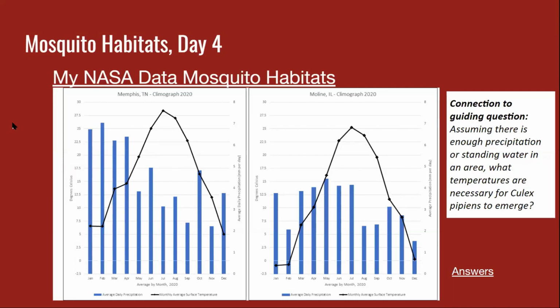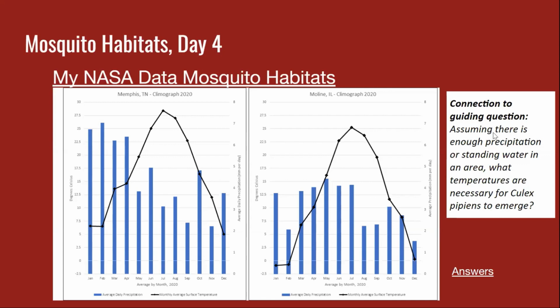And we can link out to it if people would like to. But what we have here are 2 climagraphs, one for Memphis, Tennessee, and one for Moline, Illinois. Now they are at the same longitude, and Moline is further north than Memphis. And so we have these data from 2020 that show the average daily precipitation each month, as well as the monthly average surface temperature.